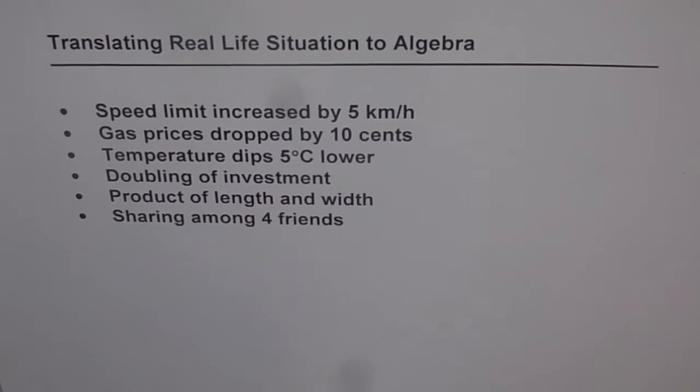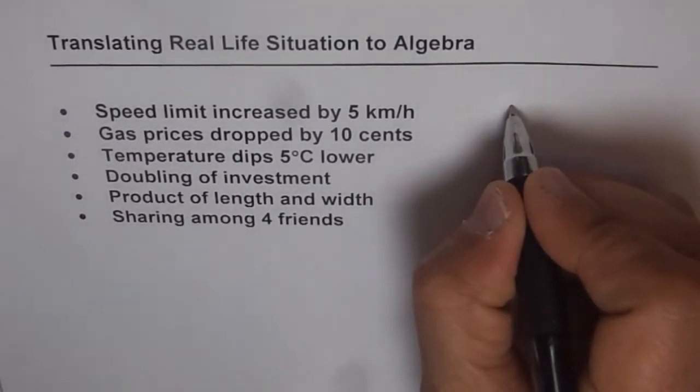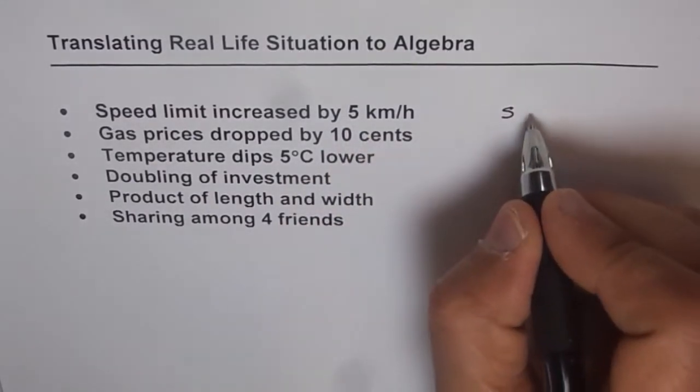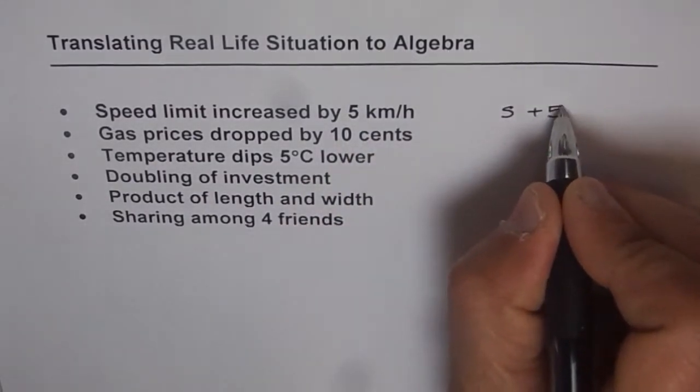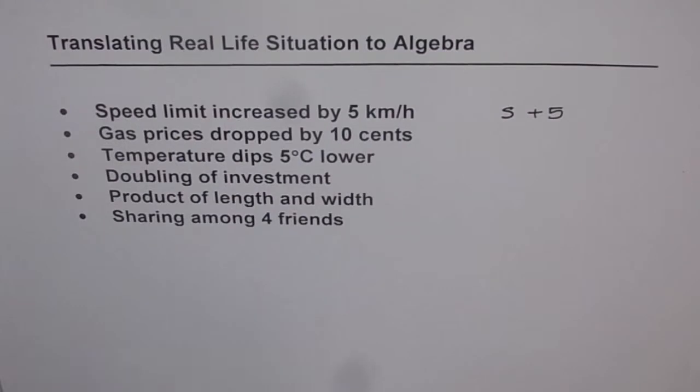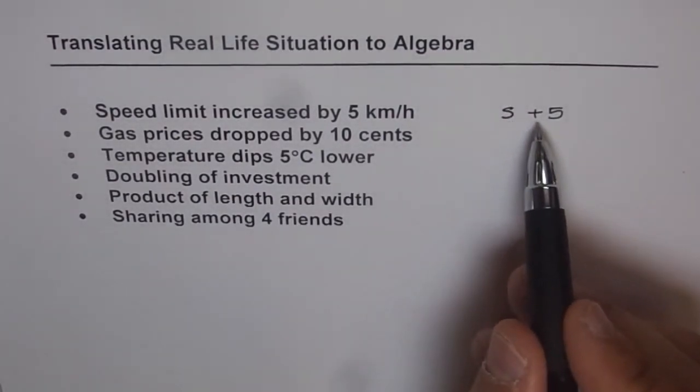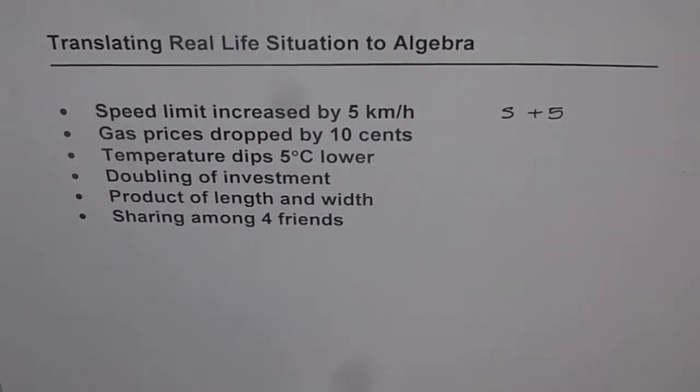So let us say if earlier speed limit was something like s, now it is increased by 5 kilometers. That means you add 5 to that, right? So it becomes kind of an expression, and since it has a variable, s could be any speed limit. So let us say we have a zone where speed limit is 60 kilometers an hour, and now it has been increased by 5 kilometers. So now the new speed limit is 65 kilometers per hour.